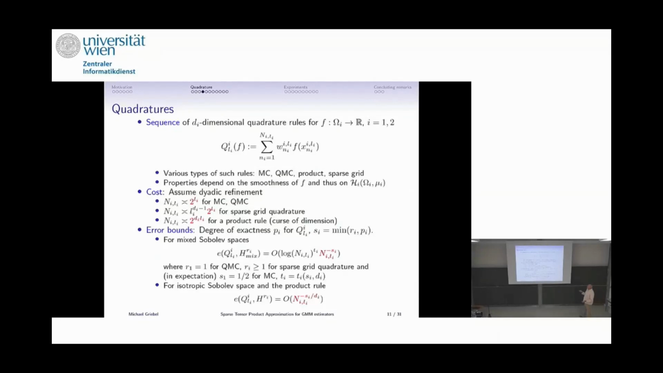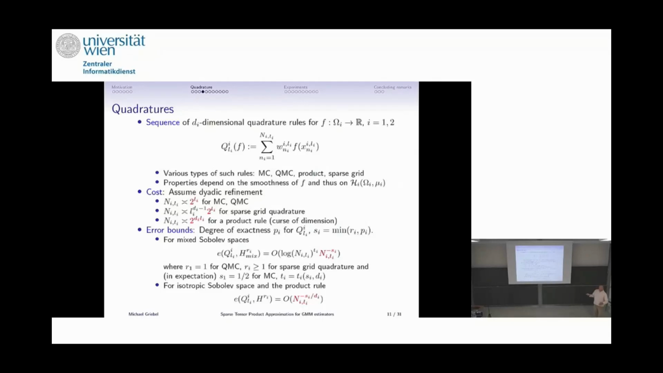Deterministic one at least, and the degree is pi and relates with the minimum with the regularity of the integrand. So we define an SI as the minimum of the two things, and the SI is the rate we can expect of the quadrature applied to a function from the HRI space. For mixed Sobolev spaces, we get degrees of freedom to the minus SI with a logarithmic term in front, and the Ri, which enters here, is 1 for Monte Carlo, therefore the SI is 1 as well.